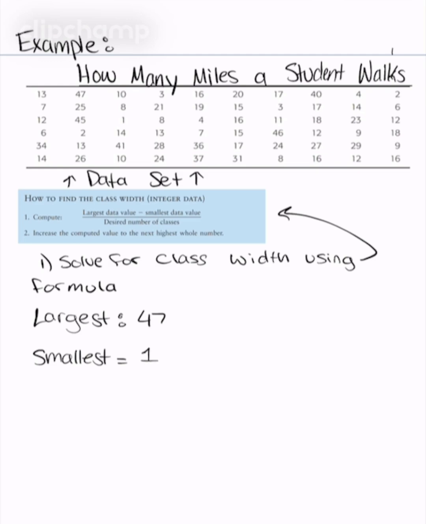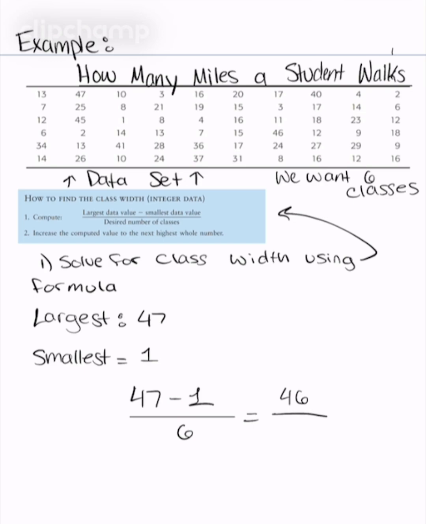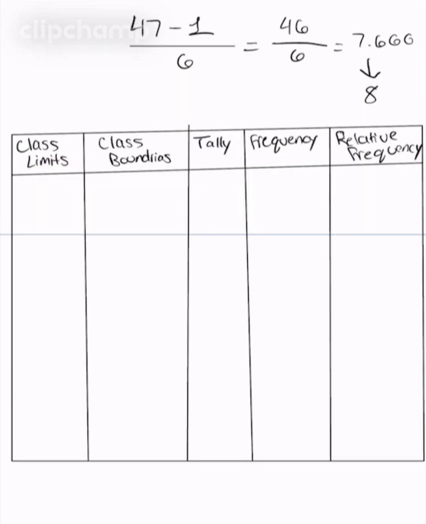You are going to take your largest number from the data set and subtract your smallest number, then you're going to divide it by your desired class amount. So for this example, we have 47 as our largest number and 1 as our smallest. 46 divided by 6 equals 7.6. When you get a number with a decimal, you should round, so for this example, we're going to have 8. With this information, we now know that our class limits are going to have 8 numbers.